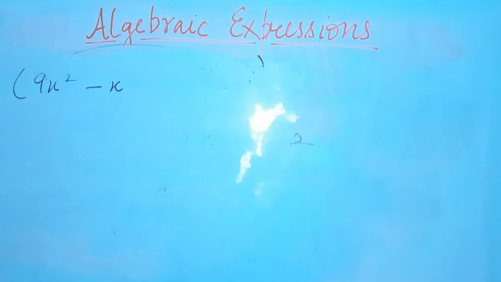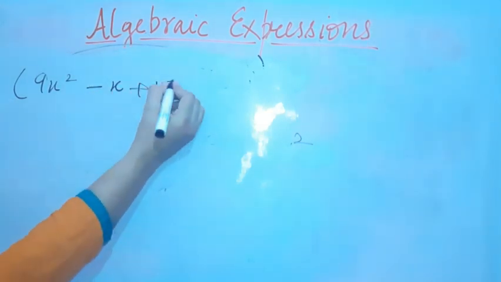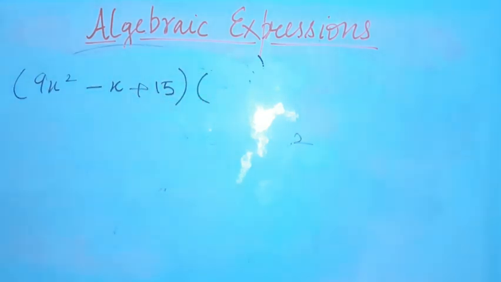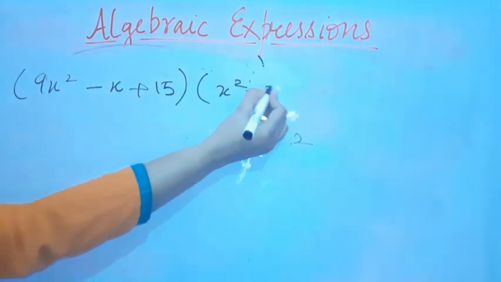Okay students, so now 23, 9x square minus x plus 15 will be multiplied by x square minus 3, right?